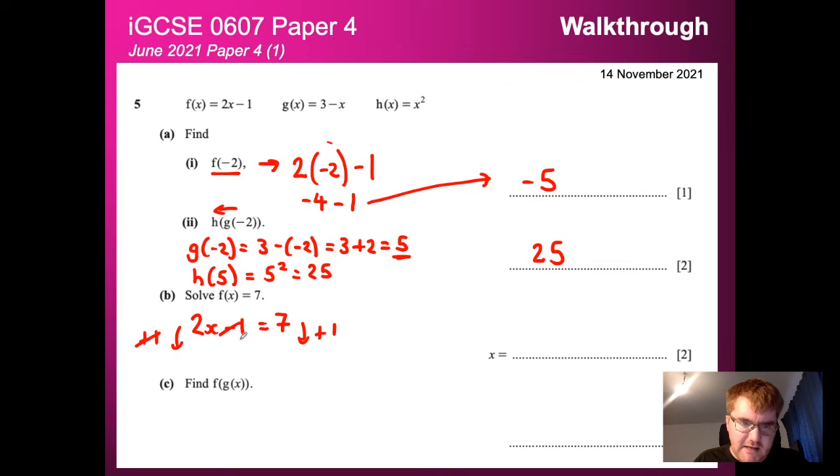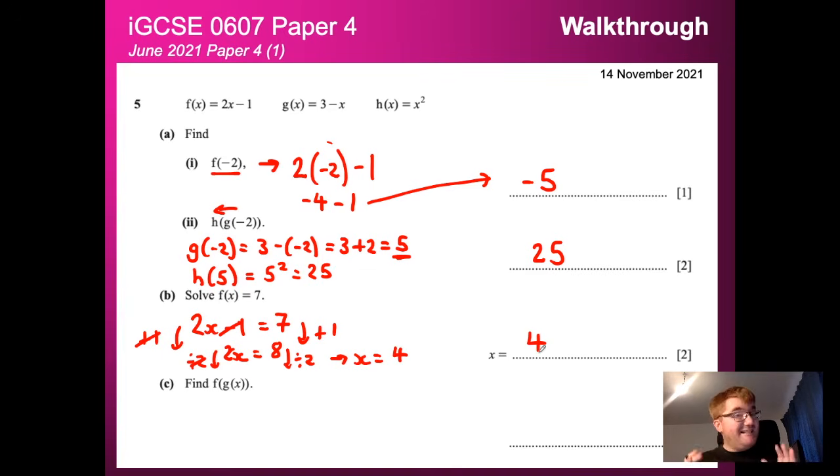This cancels here, leaving us with 2x is equal to 7 plus 1, which is 8. And then what's the opposite of timesing by 2? Almost gave you the answer there, dividing by 2. And if we do that to both sides, we then get our answer of x is equal to 4, which we'll pin over here. So if you want to get that grade C on this paper, you need to make sure you're getting those first 5 marks correct 100% of the time.